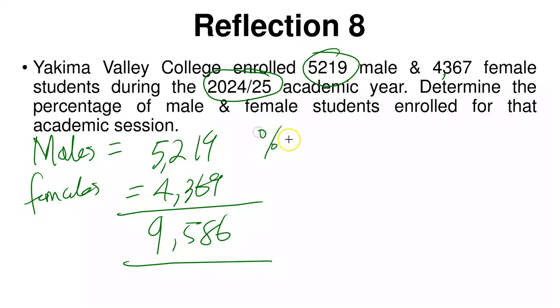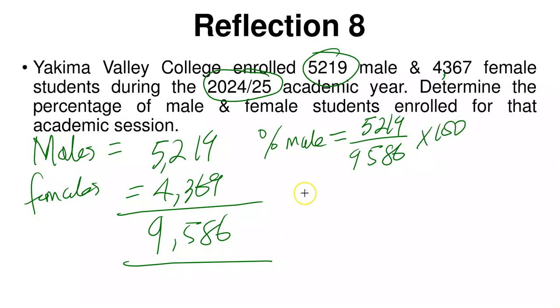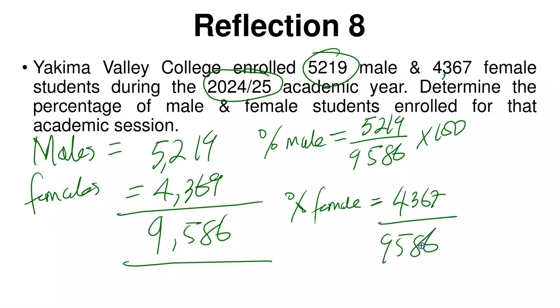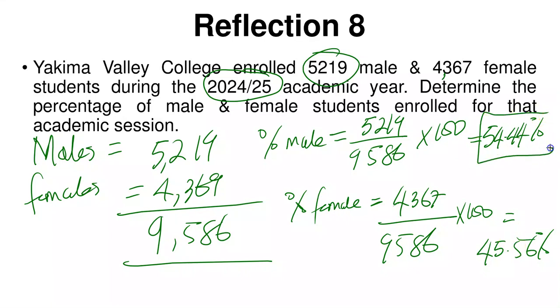So the percentage of male in this case will be the part of the male, which is 5219, divided by the total 9586, times 100. And the percentage of female will be the same thing. Part of female, 4369, divided by 9586. See, the total is the same, times 100. And if you do this, it's going to give you about 54.44% of males, whereas this one will give you about 45.56% of females.